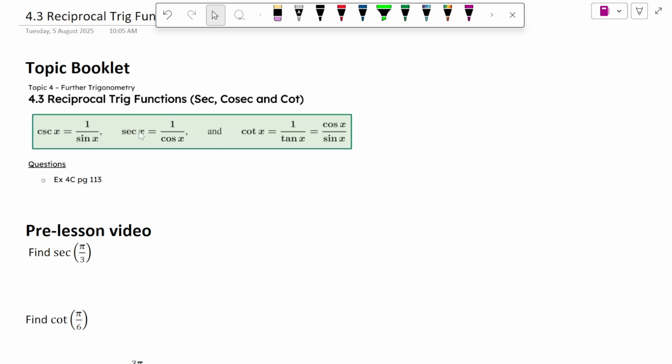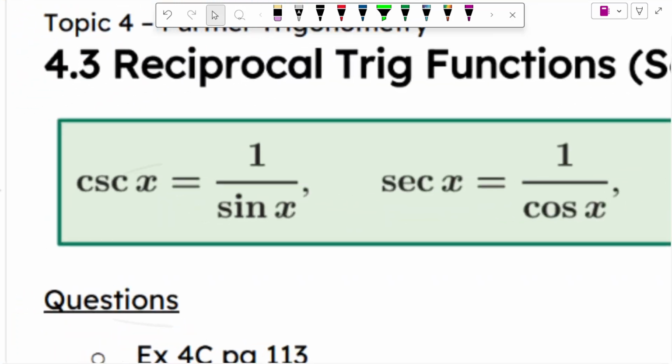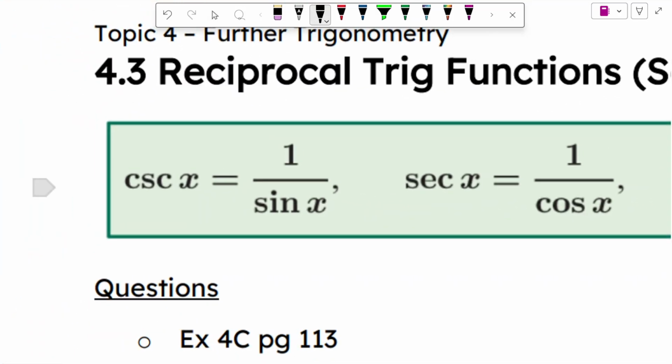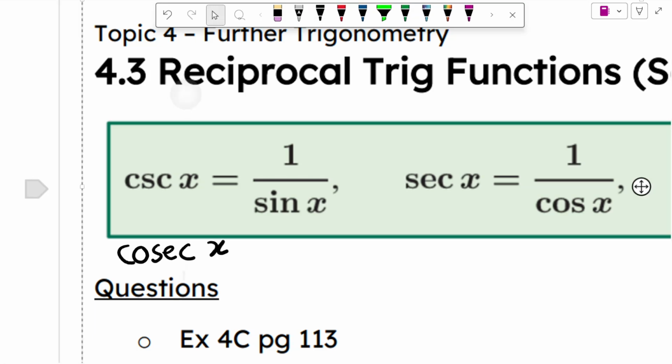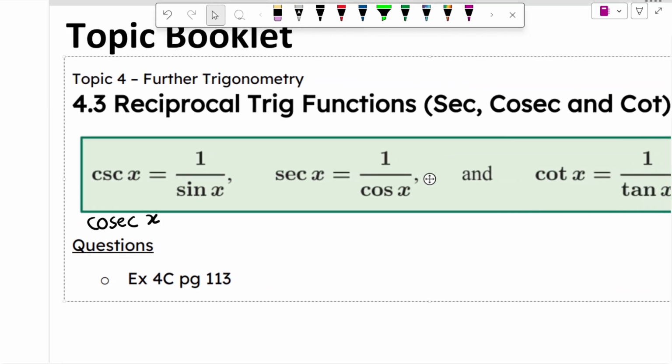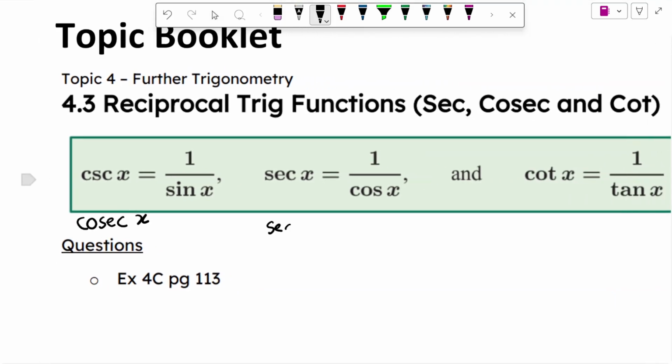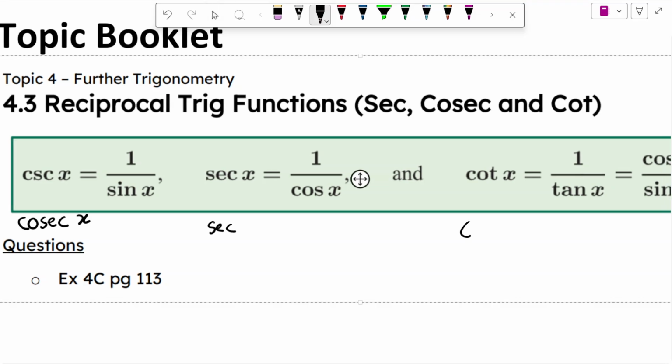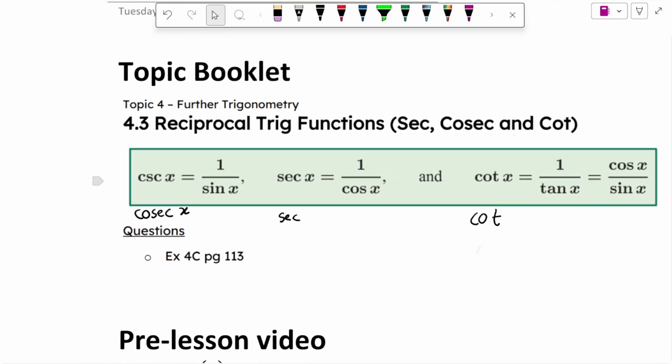Okay, we're looking at reciprocal trig functions. So this is sec, cosec, and cot. Now, CSC is the way that it's sometimes written. I like to write it as cosec, and the reason why is because it helps you remember which one's which. So this is sec, and this is cot, or sometimes called cotangent.